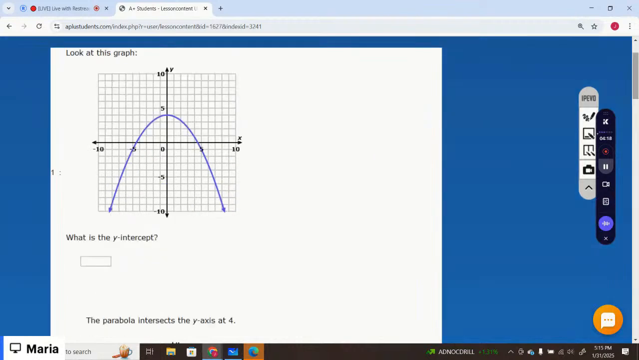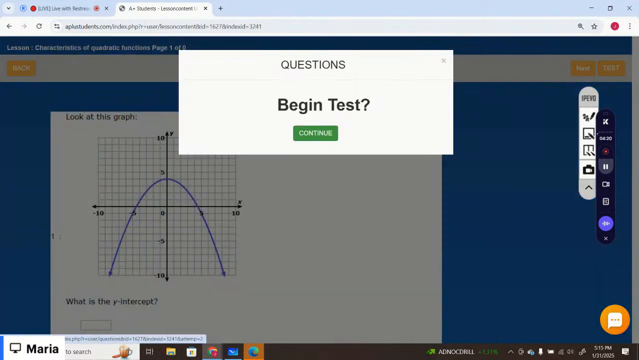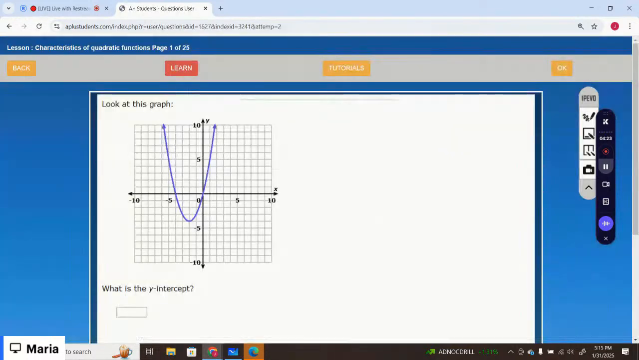Let's just start with the test questions. Grade 5 language. Hold on. Look at this graph. What is the y-intercept? It will be live in a while, don't worry.